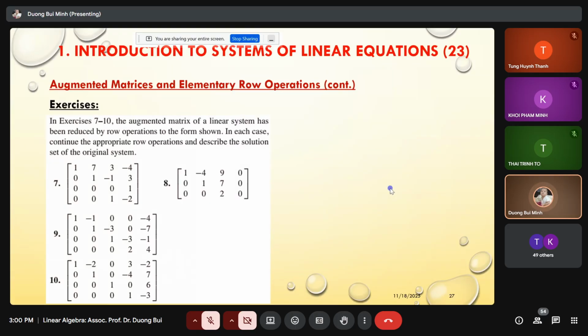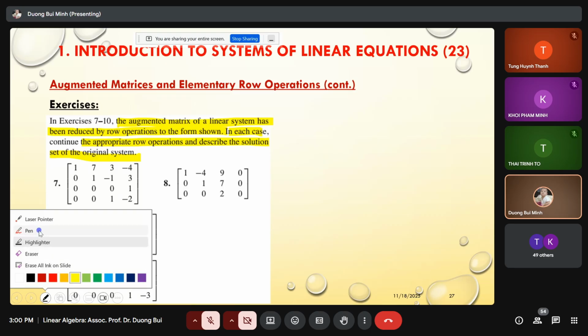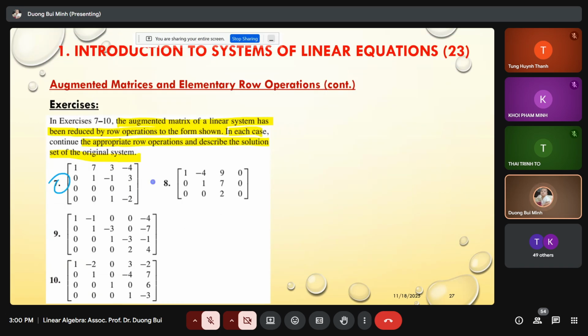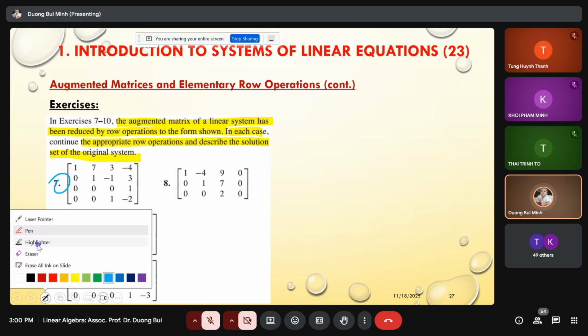Okay, so we have some exercise. The augmented matrix of a linear system has been reduced by row operations to the form shown. In each case, continue the appropriate row operations and describe the solution set of the original system. Okay, look, I just pick question 7.